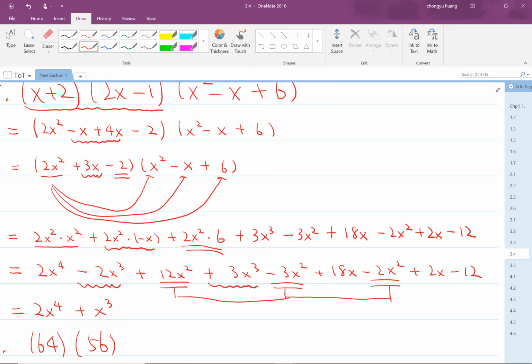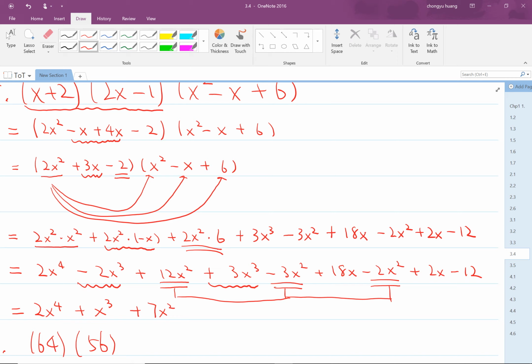So we have to simplify it, right? We have 12 minus 3 minus 2, so it's 12 minus 5, which is actually equal to 7. So you write it down: 7x to the power 2. So 12 minus 3 minus 2 is actually 12 minus 5, so it's 7x to the power 2.